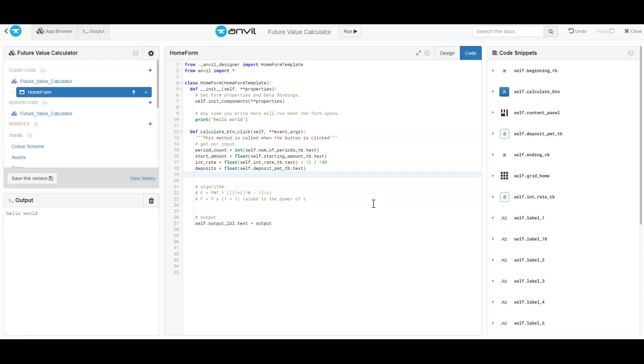So to finish up this application, we're going to look at setting up our output and coming up with our algorithm. So we want to use these numbers here down in our algorithm, and we've come up with a couple of algorithms that we're going to need to do. First, we're going to need to basically break this into two parts.